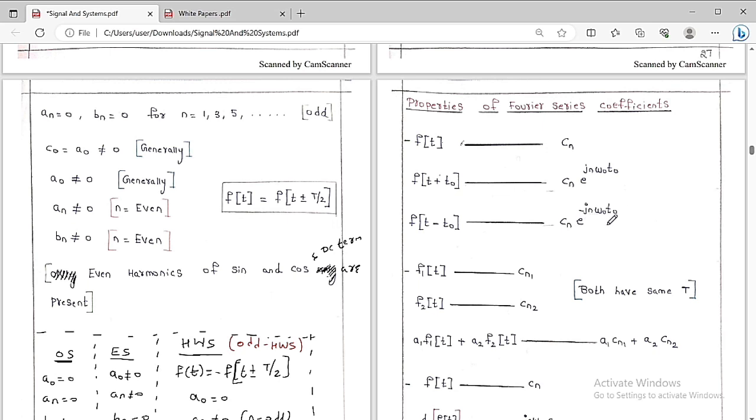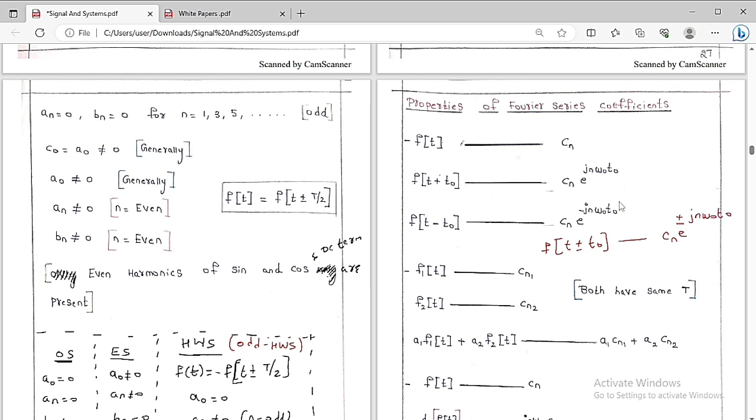This is the point you always have to keep in mind. Here positive means here also positive; here negative means here also negative. So in simple terms, for f of t plus or minus t naught, the Fourier series coefficient is Cn times e to the power of plus or minus j n omega naught t naught, plus meaning plus and minus meaning minus.